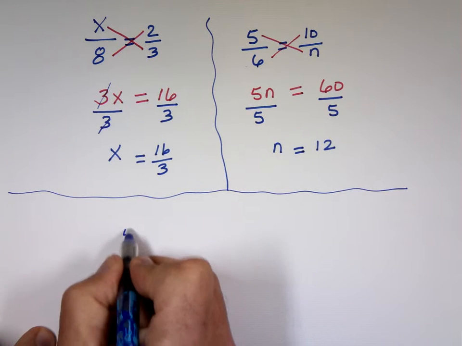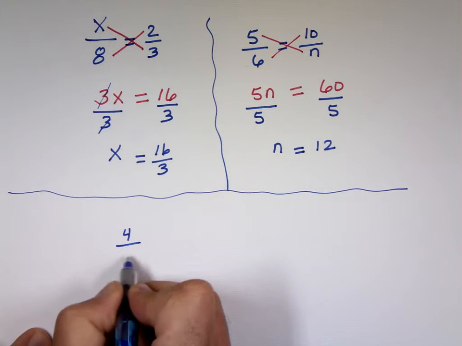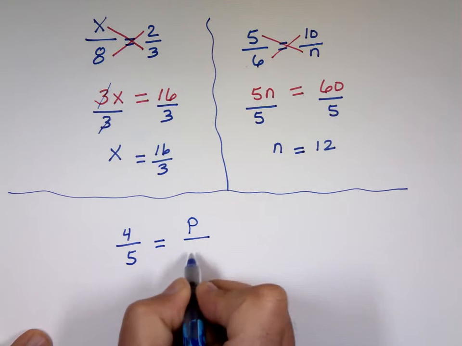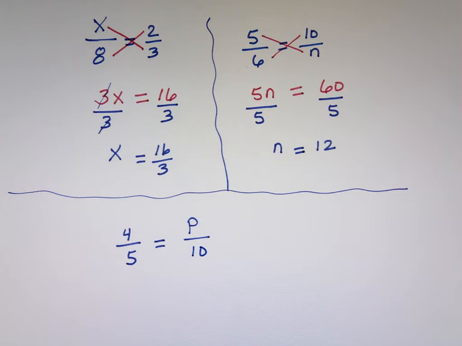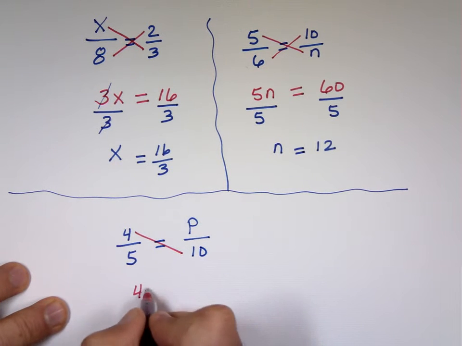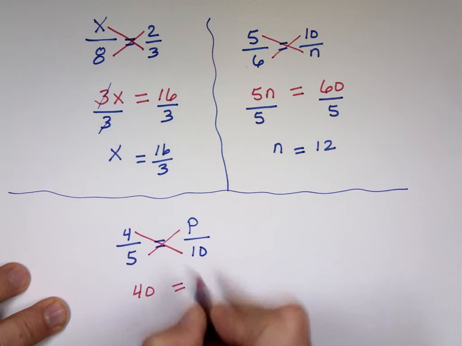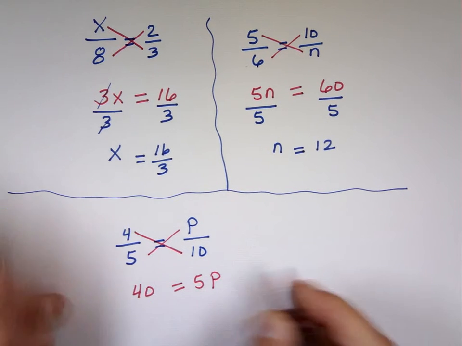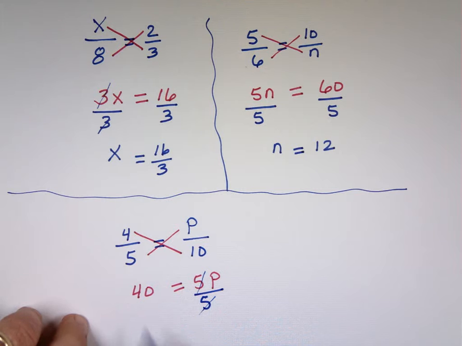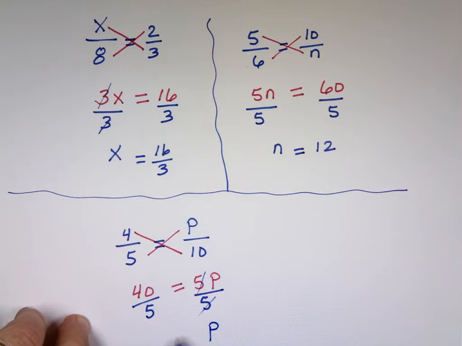Let's try this one. 4 over 5 equals P over 10. Again, cross multiply. 4 times 10 is 40. 5 times P is 5P. I need to solve it for P. I need that to be 1P, which means I have to divide this side by 5 to make it a 1. And if I divide this side by 5, I have to divide this by 5. P equals 8.